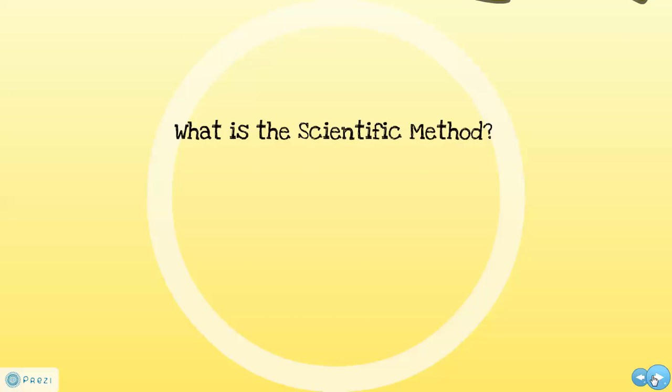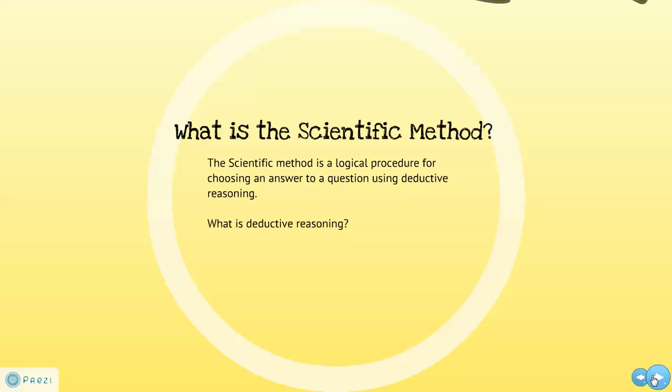Okay, so what is the scientific method? A scientific method is a logical procedure for choosing an answer to a question using deductive reasoning.